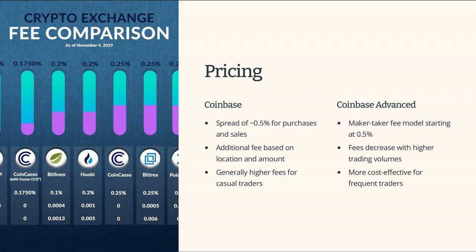Coinbase charges a spread of about 0.5% for cryptocurrency purchases and sales. In addition, it charges a fee, which varies based on your location and purchase amount. In contrast, Coinbase Advanced applies a maker-taker fee model that starts from 0.5% and decreases with higher trading volumes, making it more cost-effective for frequent traders.